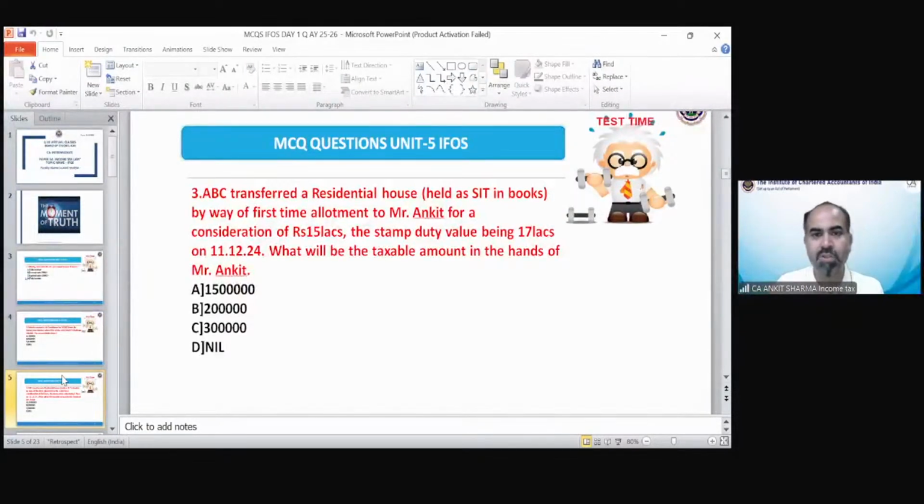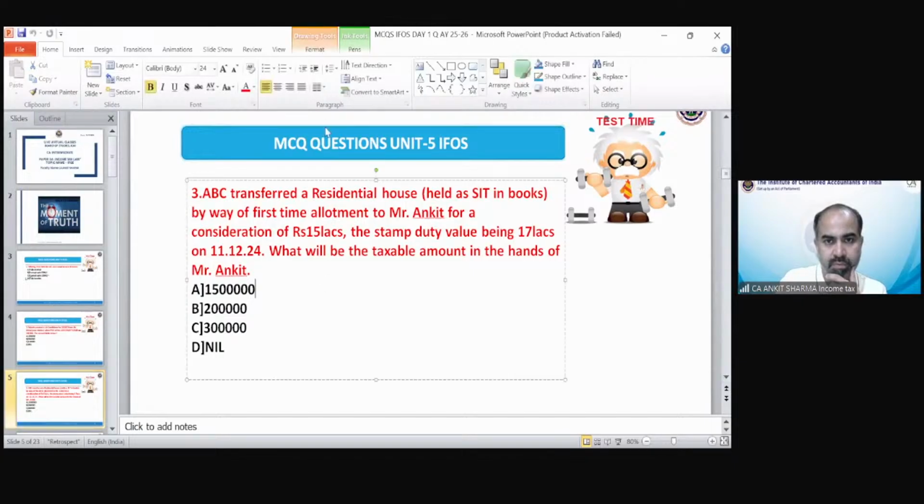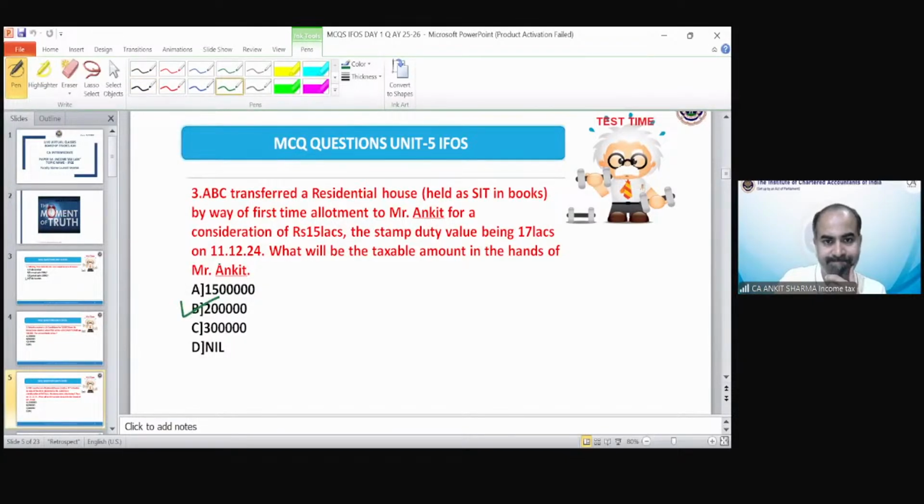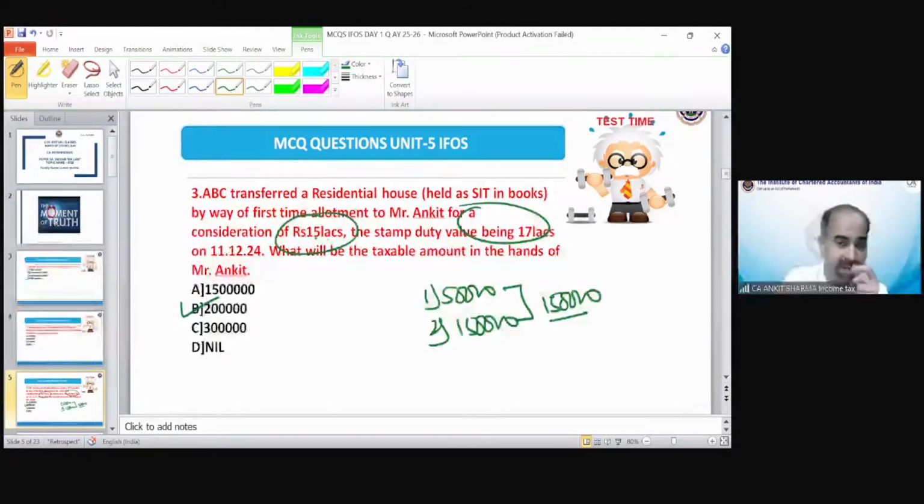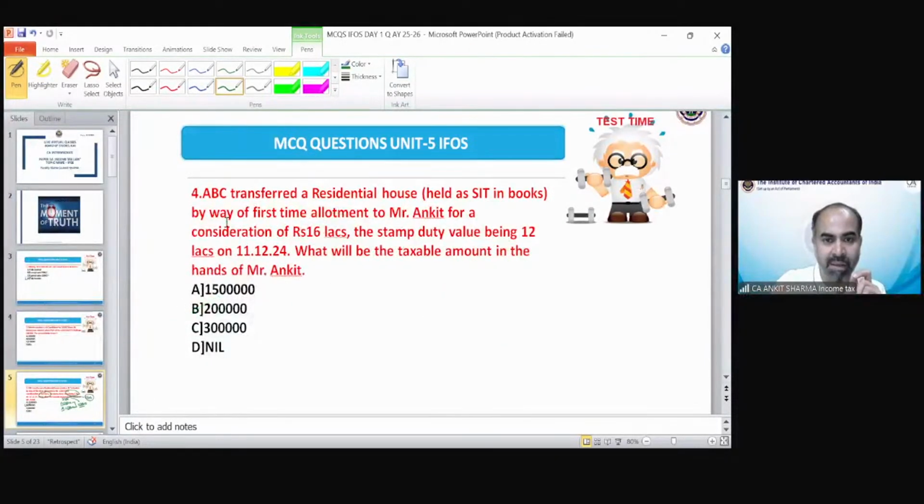The third correct answer is of course 2 lakh rupees. Because the difference is 2 lakh rupees. And in case of income from other source, we have to see the difference between the stamp duty value and the consideration. It is 2 lakh rupees. Now we have to compare it with, it should exceed 50,000 or 10% of consideration, which is 1,50,000 in this case, whichever is higher. So if the difference between stamp duty value and the consideration exceeds the higher of this value, then this difference of 2 lakh is going to be your income from other source. So in this case, the correct answer would be B. Next.